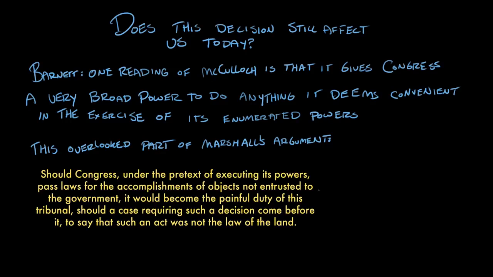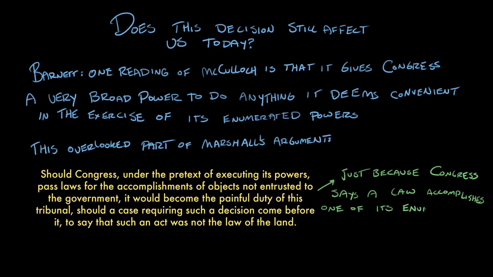So what Marshall is saying there is that just because Congress says a law is necessary to one of its enumerated powers doesn't make it so. And if there is a lack of fit between means and ends, suggesting that in fact Congress is trying to pursue one of the powers that was not given to it under the Constitution, it really would be the painful duty of the tribunal to say it was not the law of the land. And that connects this case back up with Marbury versus Madison, in which it is the painful duty of the Supreme Court to say that a statute is not the law of the land if it's unconstitutional.